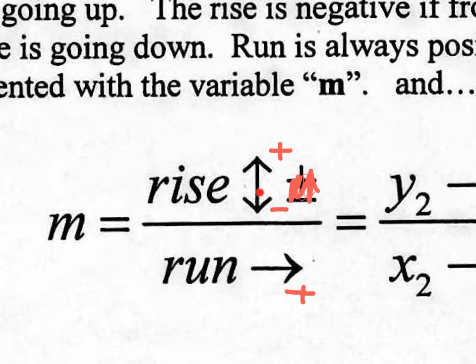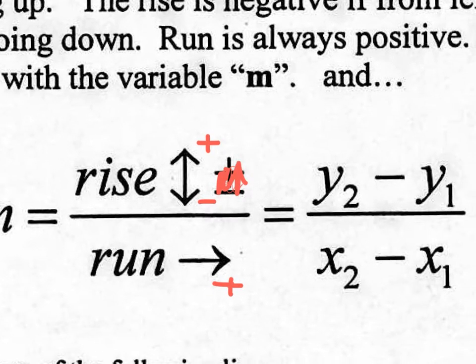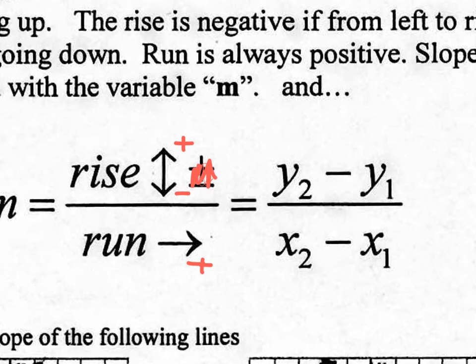Okay, so again, the rise could be positive if it's going up, negative if it's going down, and you always look at lines like you're reading a sentence from left to right, okay? Now, rise is really the difference in the y's, the change in the height, right? On the xy plane, you have y values, and the difference in the y values is the rise. And the run is going to be the difference in the x values. So this is a formula that we need to memorize.